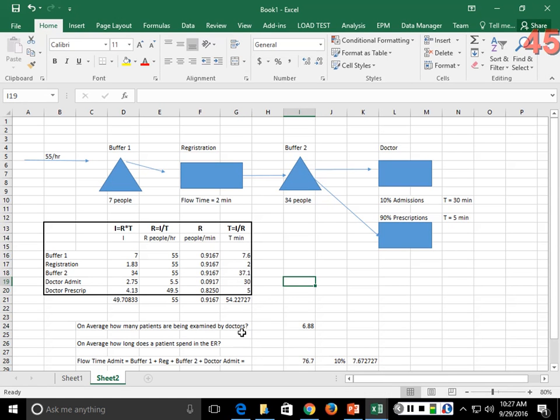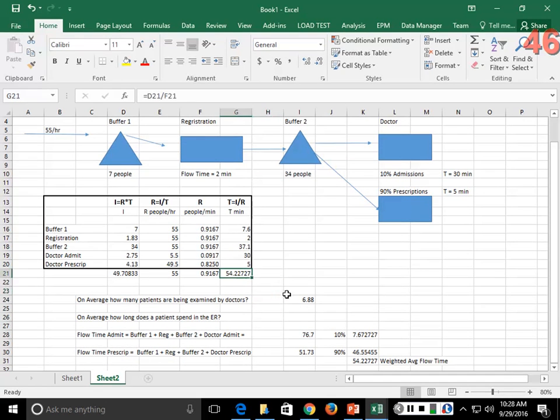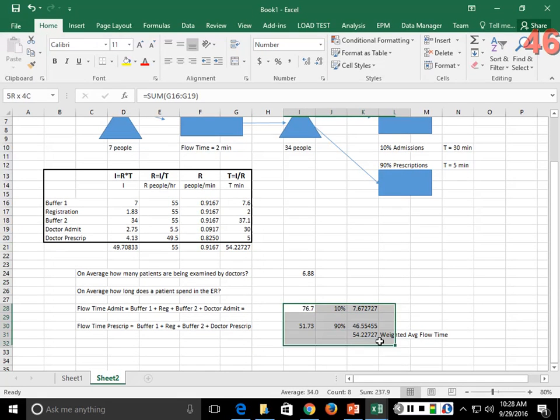So we'd say, on average, how many patients are being examined by doctors? So I've got the answer. Where does that come from? How many patients are being examined by doctors? Rachel? It's the inventory at the admin, and the admission and... Yep. I'm adding up the inventory at the admin, doctor admin, and doctor prescriptions stages. So that's how many are being seen by a doctor. On average, how long does a patient spend in the ER? Well, they spend 54.227. And again, I could have done it the weighted average way, which is what I'm showing you here, but really, how much quicker and easier is it to do what we just did with summing up the inventory and using the throughput?